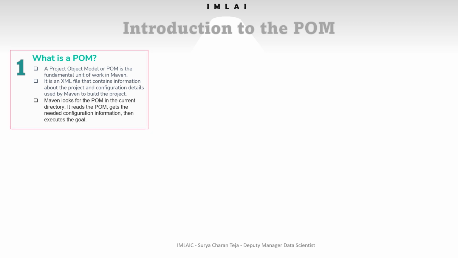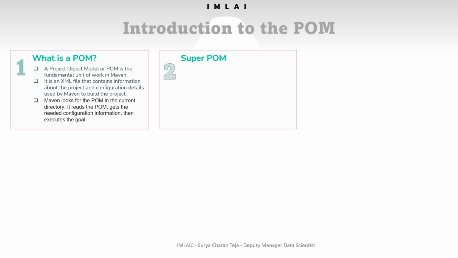Some of the configuration that can be specified in the POM are the project dependencies, the plugins or goals that can be executed, the build profiles, and so on. Other information such as the project version, description, developers, mailing lists, and such can also be specified.